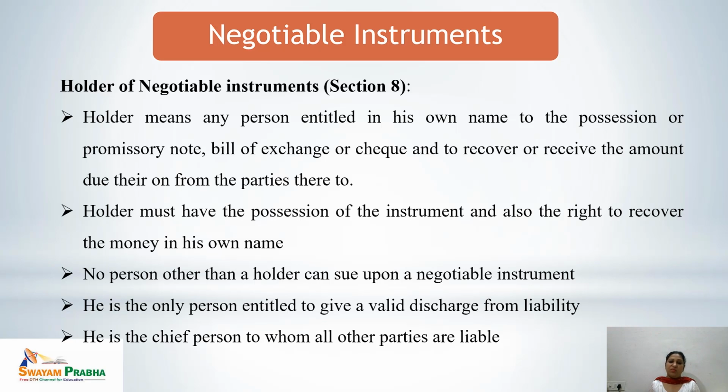That means once the performance is made, the payment is made, and in case of a promissory note the promise is fulfilled, the holder can give a valid discharge from the liability, and he is the chief person to whom all other parties are liable, right?